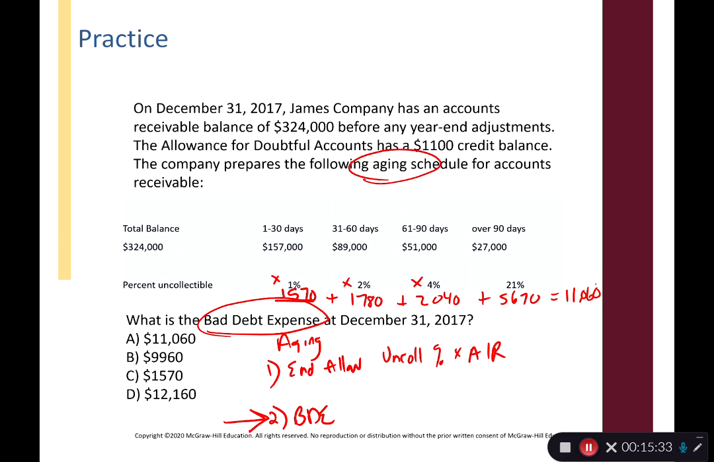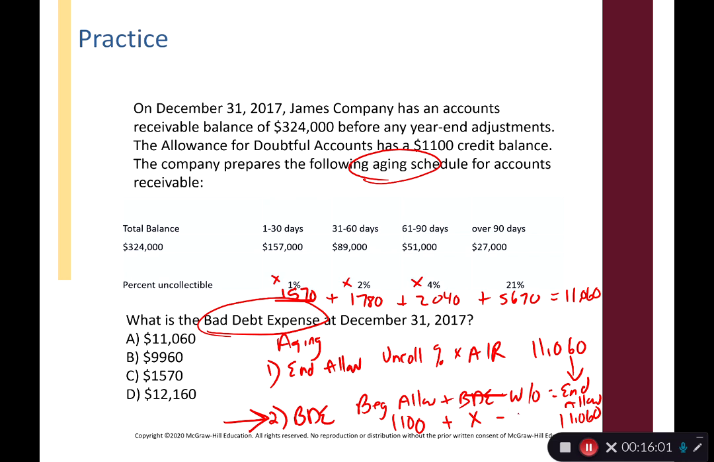Now I might get excited and circle A, but I would be wrong because it didn't ask for ending allowance. That's what I just got. It wants bad debt expense. So I need to move to step 2, beginning allowance plus bad debt expense minus write-offs equals ending allowance. The ending allowance is the 11,060 we just calculated. The beginning allowance is the 1,100 credit balance noted in the problem. BDE I don't know. Write-offs aren't mentioned, so we can assume there's 0. And then we solve for X. And we find out that X equals 9960. So the answer to this one is the 9960 because I wanted bad debt expense.